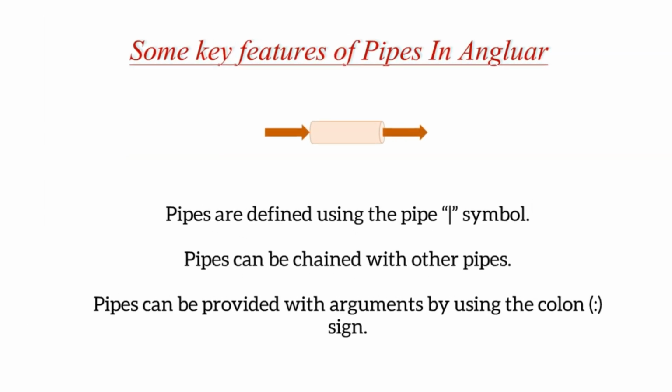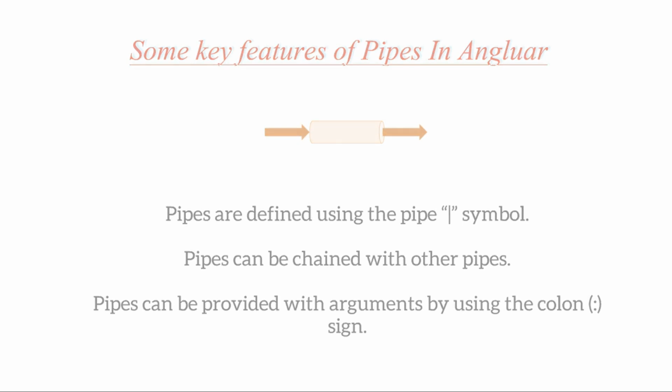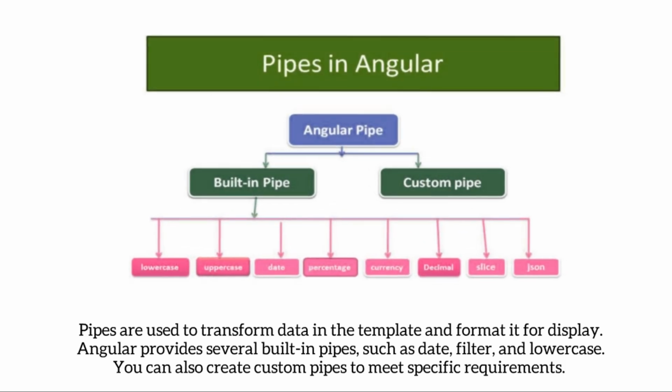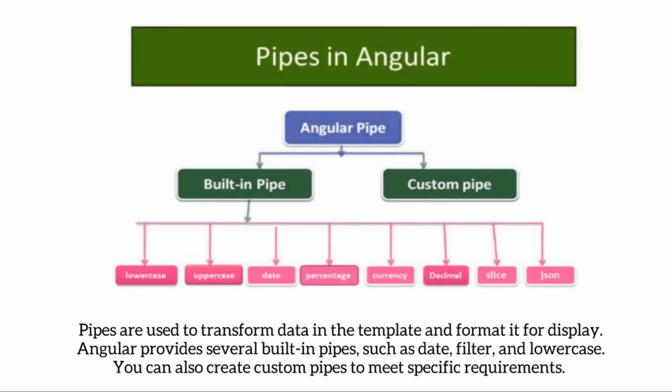Some key features of pipes in Angular: pipes are defined using the pipe symbol. Pipes can be chained with other pipes. Pipes can be provided with arguments by using the colon sign. Pipes are also used to transform data in the template and format it for display. Angular provides several built-in pipes, such as date, filter, and lowercase. You can also create custom pipes to meet specific requirements.